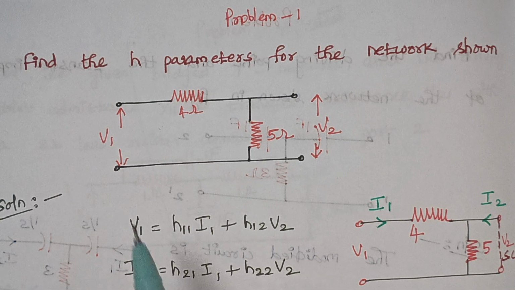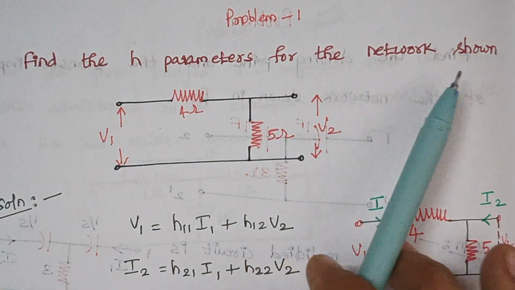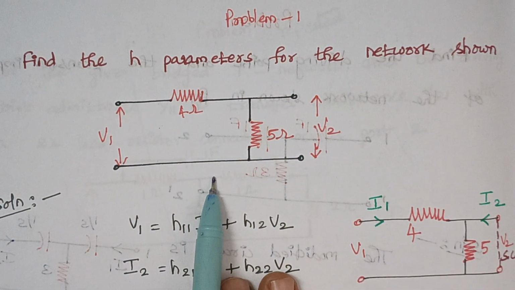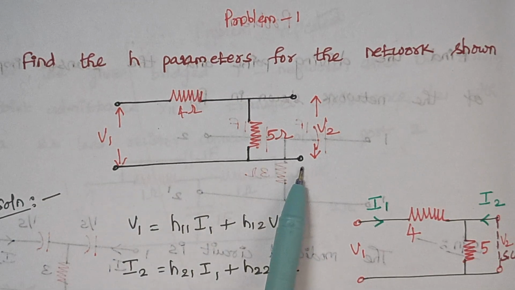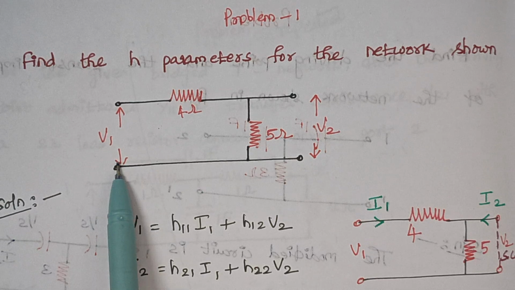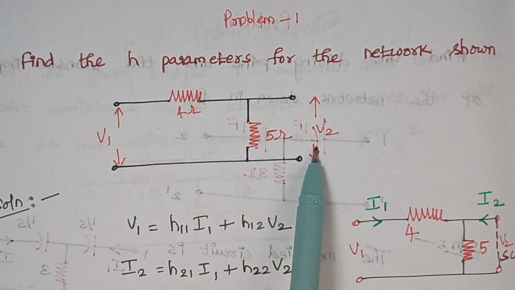The problem is to find the H parameters for the network shown, and this is the given network. Here we have two ports, one is the input port and the other is the output port. V1 is the input voltage and V2 is the output voltage.